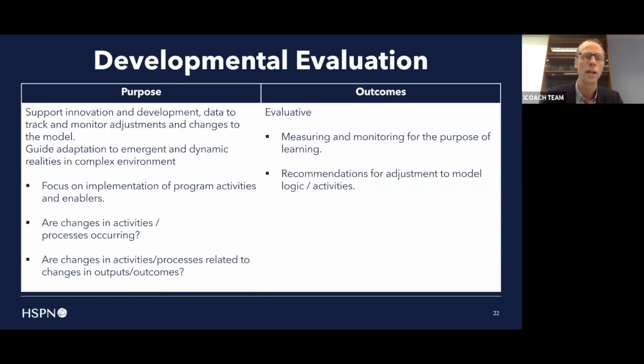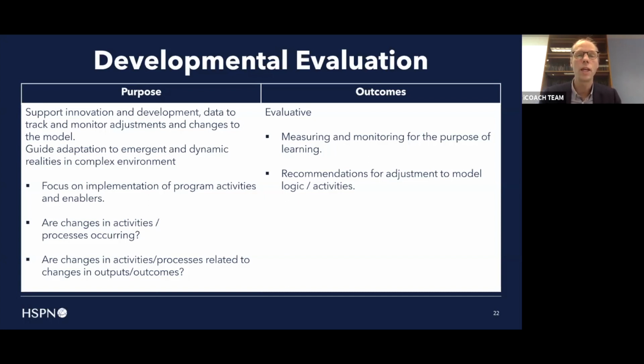We'll be focused on implementation of program activities as you get to the front lines and what's enabling those to work smoothly. We really want to find out and understand how changes in activities and processes are occurring, where the barriers, where the accelerators are in this. And again, that information will be shared across teams to help others accelerate in their learning. We view ourselves as facilitators in this way. And really then also to understand changes in activities related to changes in outputs or outcomes. So are the things you're doing making the differences that you expect them to?